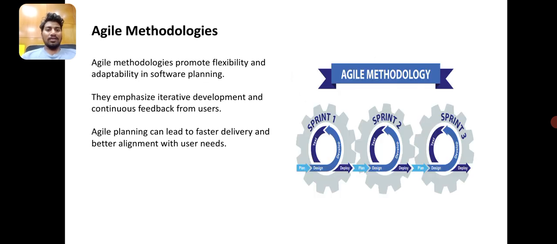And agile methodologies. Agile methodologies promote flexibility and adaptability in software planning. They emphasize iterative development and continuous feedback from users. Agile planning can lead to faster delivery and better alignment with user needs. This is the representation of agile methodology. Sprint 1, sprint 2, sprint 3. Plan, design, and deploy, followed by sprint 1, sprint 2, sprint 3.